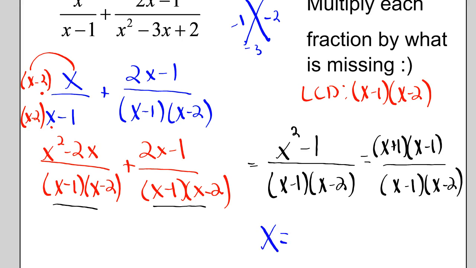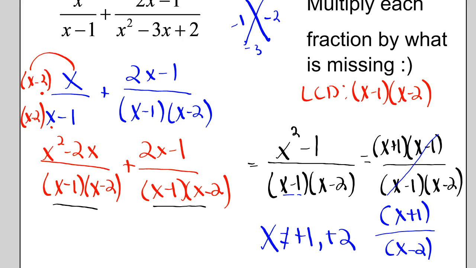And my restrictions come from the denominator. x can never be a positive 1 or a positive 2. And I can cancel this. So this fraction, when I add it together, reduces to (x plus 1) over (x minus 2). Okay?